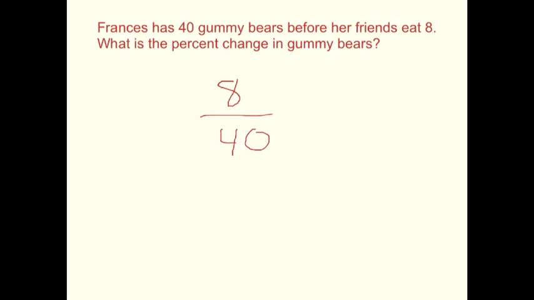There's no subtraction necessary here, and you have to be well aware of the information that's given to you, because 8 is not her ending amount. She didn't end with 8 gummy bears. Her friends came and ate 8 of her gummy bears. So Frances's amount started at 40 and ended at 32. That's where the 8 came from. So the 8 is the amount of change.